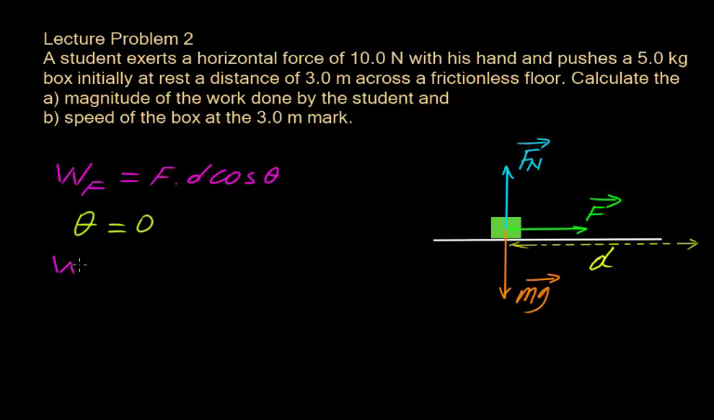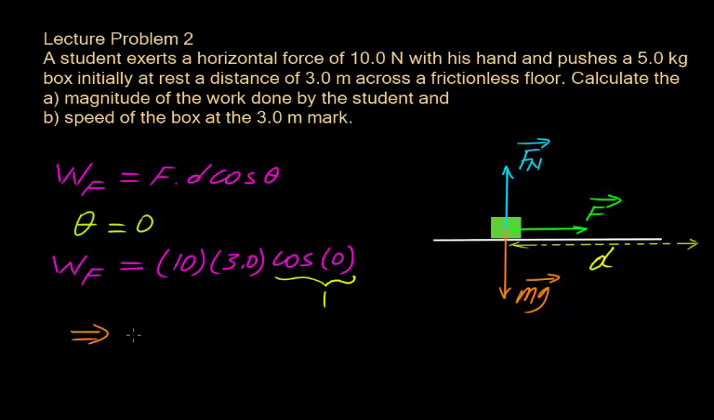Substituting the force and the displacement by their values, the force is equal to 10 newtons. The displacement is equal to 3.0 meters. The angle, as I stated, is equal to 0, and the cosine of 0 is equal to 1. Therefore, the work done by the student force is equal to 30 joules.